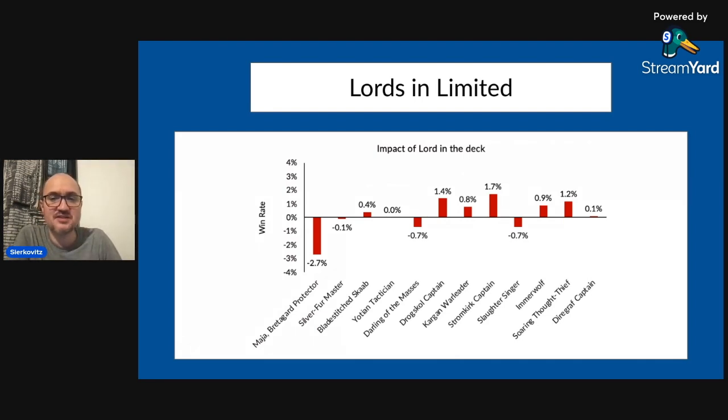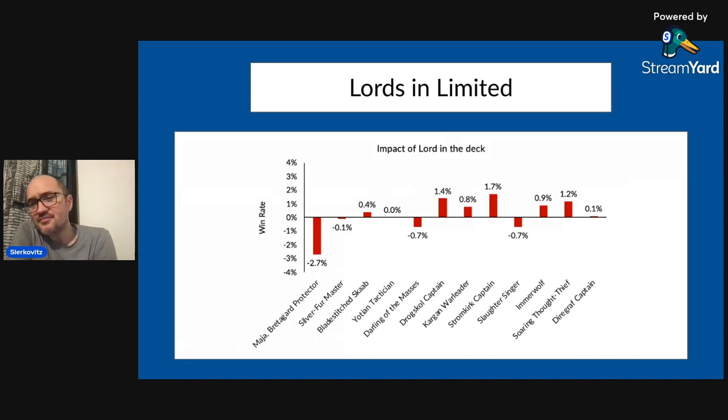Then we have Slaughter Singer. That one had a 0.7 percentage point lowering effect. Slaughter Singer is a bit of a strange lord because it doesn't give a permanent effect. It only gives +1/+1 to the attacking toxic creatures rather than doing it all the time. And two other ones, Immerwolf and Soaring Thought Thief, 0.9 and 1.2 percentage points increase overall.